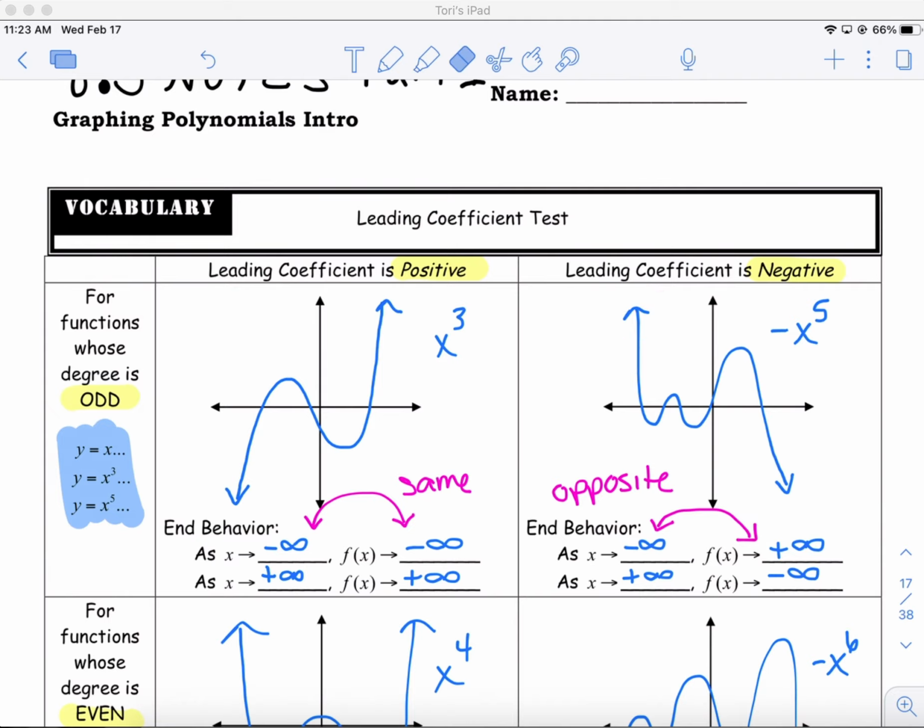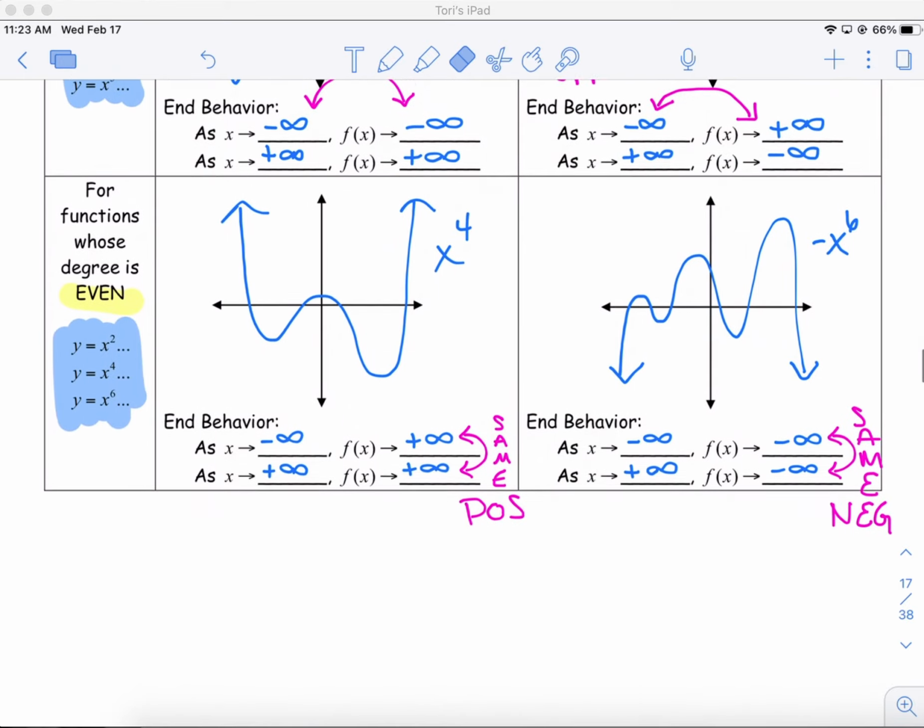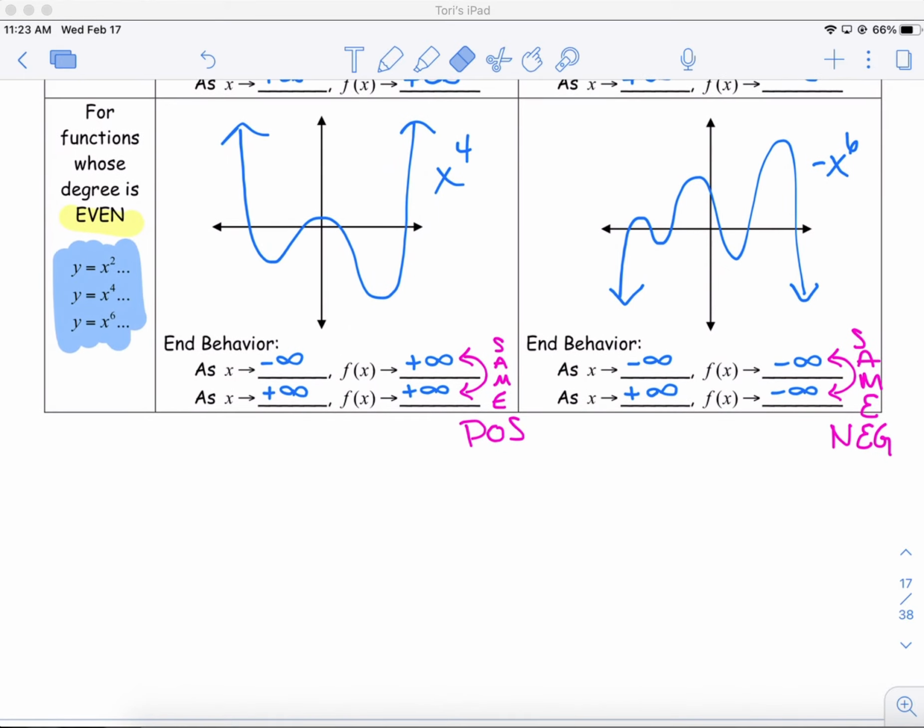Okay, all right, let's go ahead and talk the same thing with even functions. So even functions are going to be like our parabola x squared, our parent function for quartic, and then our power function for the 6th degree.